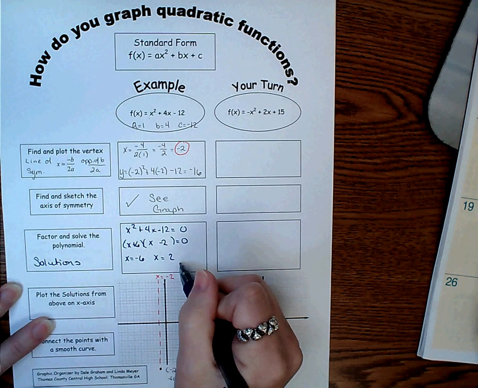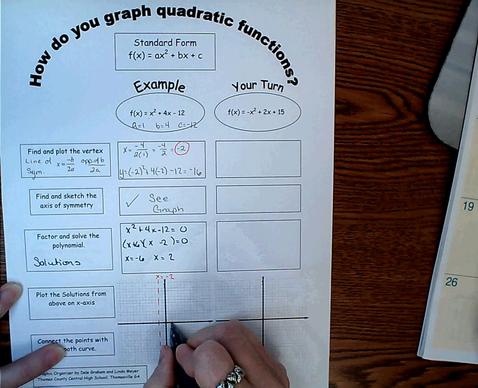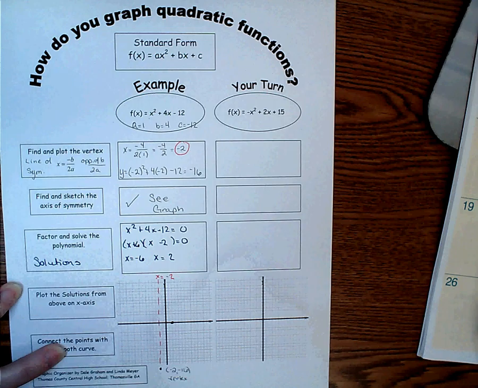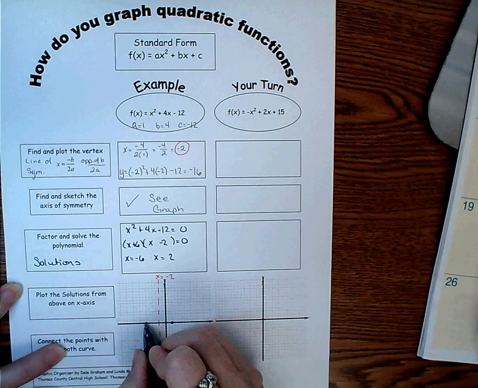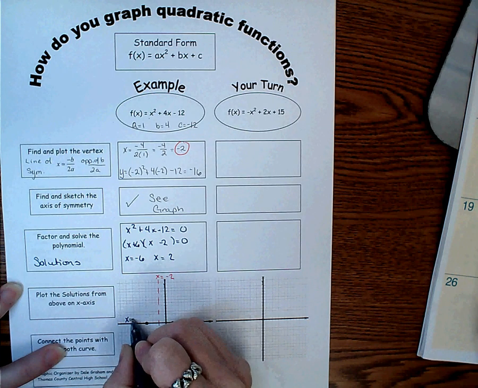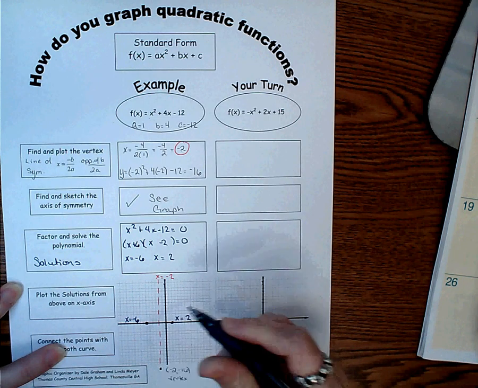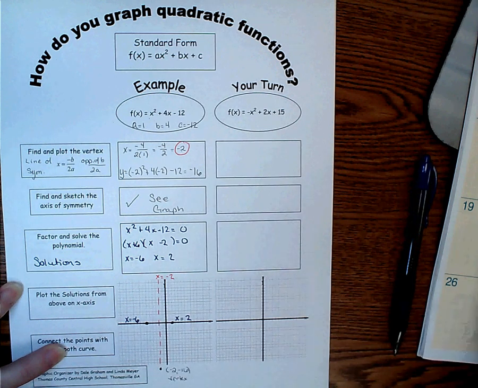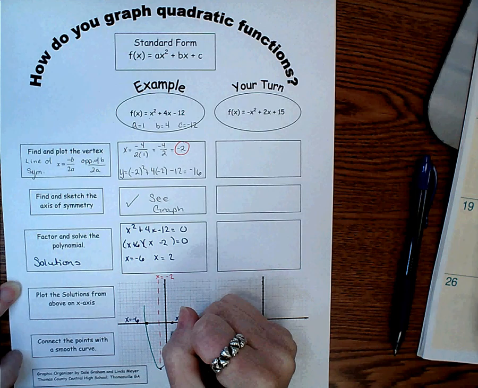Since those are x equals, those go on the x-axis. So I'm going to go to 2 on my x-axis, and I'm going to go to -6 on my x-axis. 2, 3, 4, 5, and -6. So this is x equals -6 and x equals 2. So now I have my 3 dots, and to get my graph, all I do is connect my 3 dots with a smooth curve, and it's always a curve because it's a parabola.